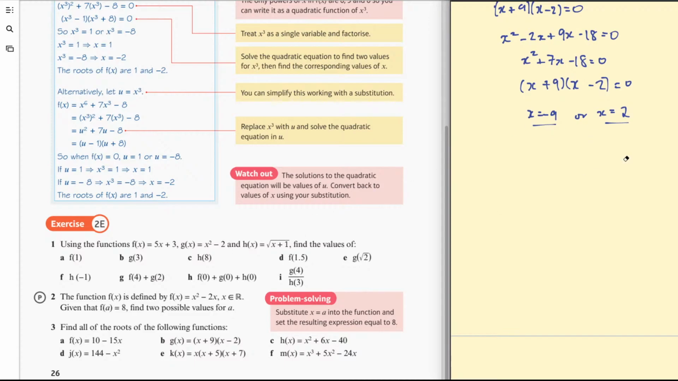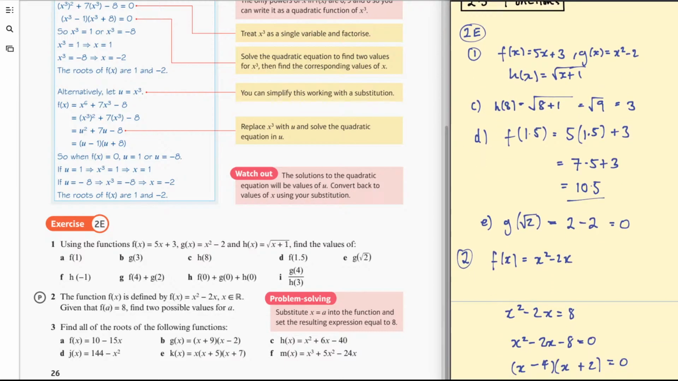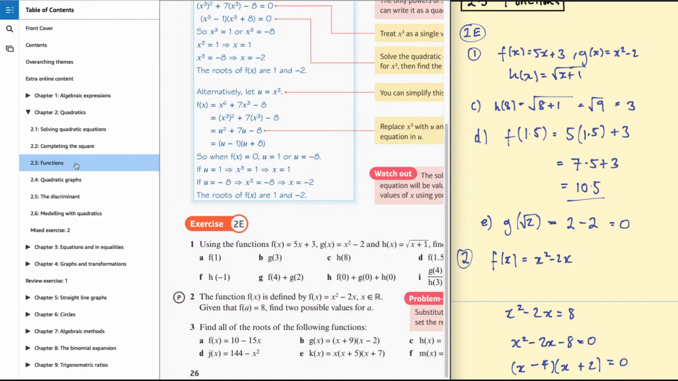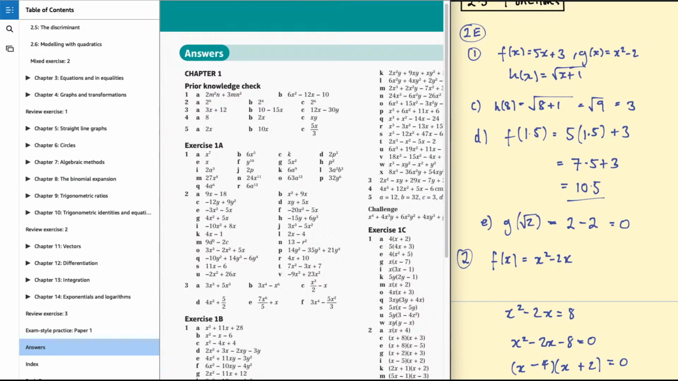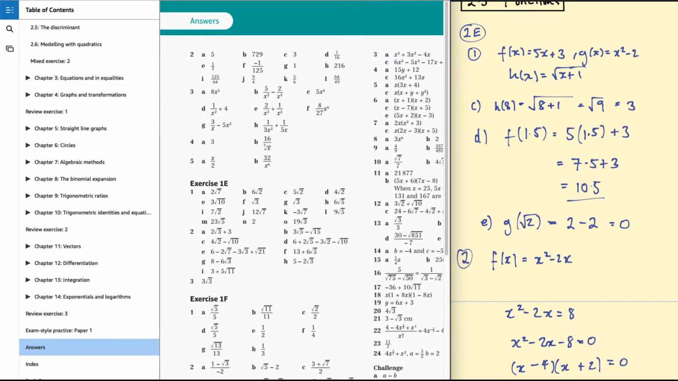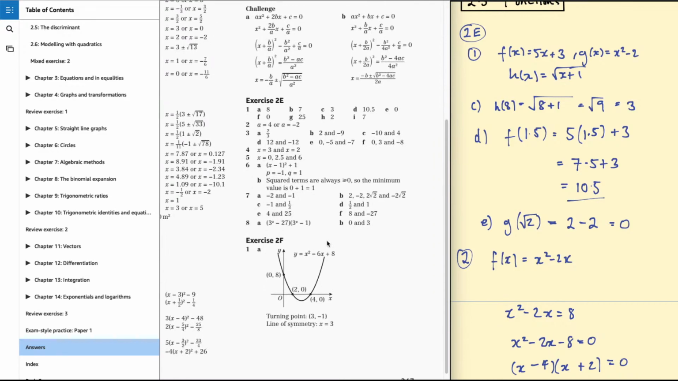Okay, alright, so let's go ahead and just check we're doing these ones correctly. So if you've done any of the other questions, make sure you check them. So this is 2e. Really, I'm up to 2e already. That's pretty good.